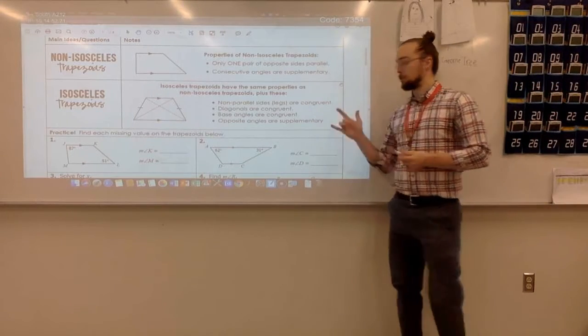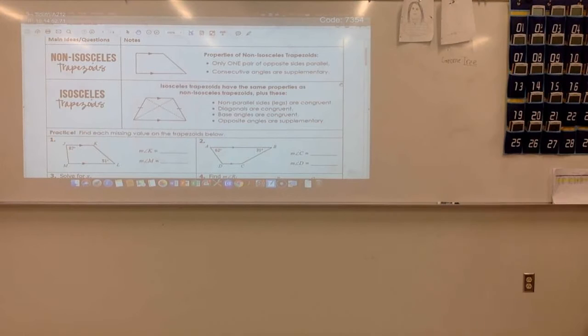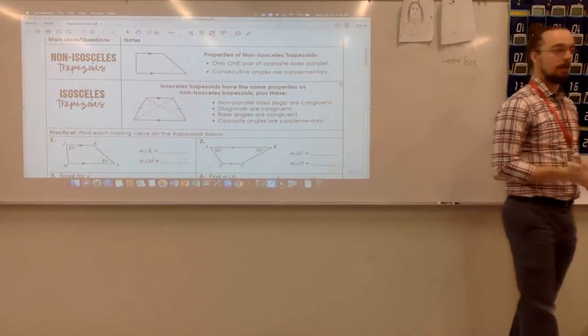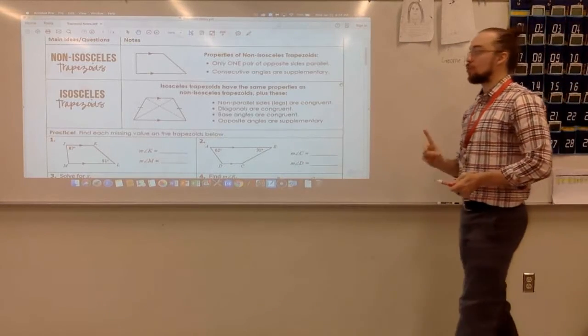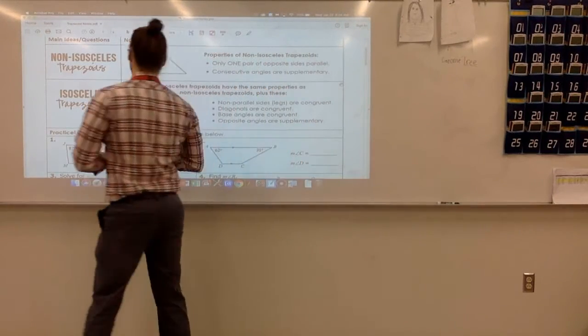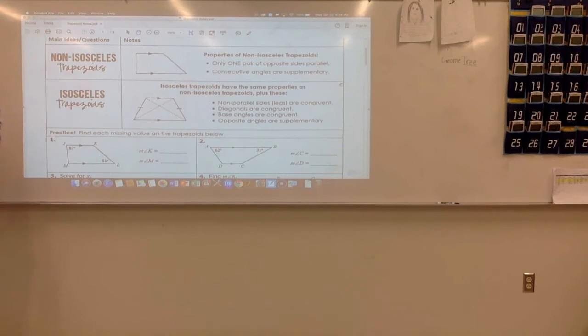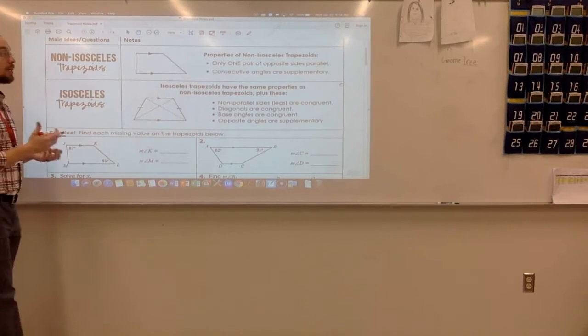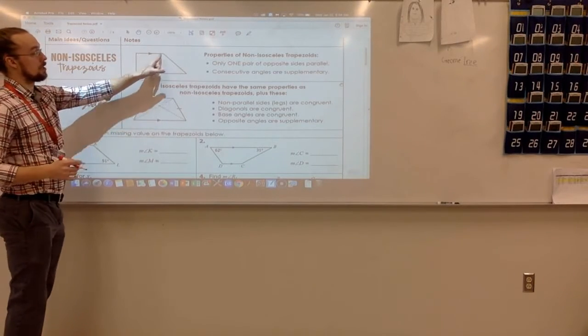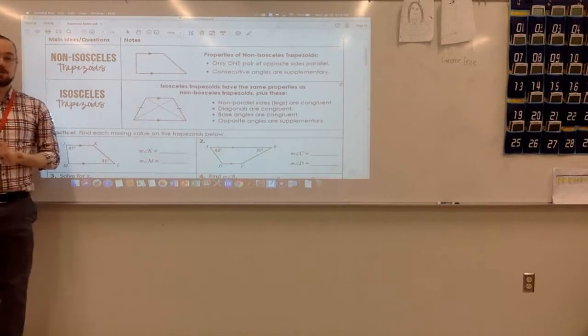Today, we're going to take a look at some properties of trapezoids. What is a trapezoid? A trapezoid is a figure that has exactly one pair of opposite sides parallel. Right? Exactly one pair of opposite sides parallel. In any trapezoid, consecutive angles add to 180. So angles that are right next to each other have to add to 180. Okay? So these two angles would add to 180, and these two angles would add to 180.